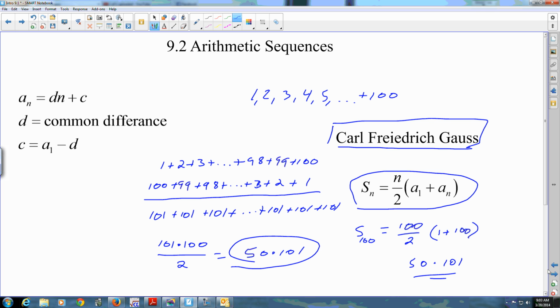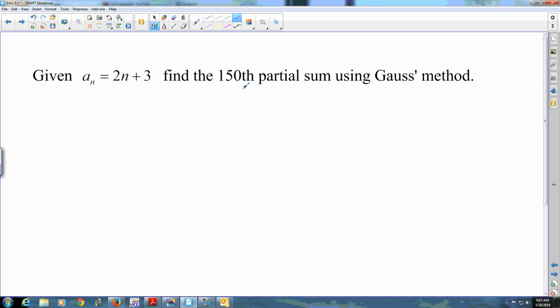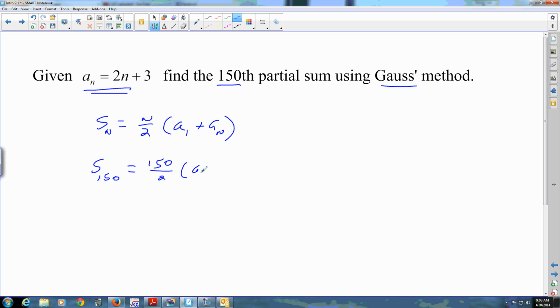So I'll give you some more practice with it. Here goes. I want you to add up the first 150 terms generated by this pattern. So just getting used to the verbiage, I want the 150th partial sum using Gauss's method. All right, so here goes. S sub n is equal to n over 2 times your first plus your last. In this one, I want the sum of the first 150 terms, so I fill in 150 over 2, your first term plus the last term, the 150th term.